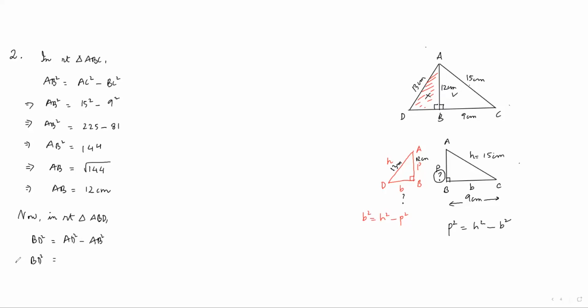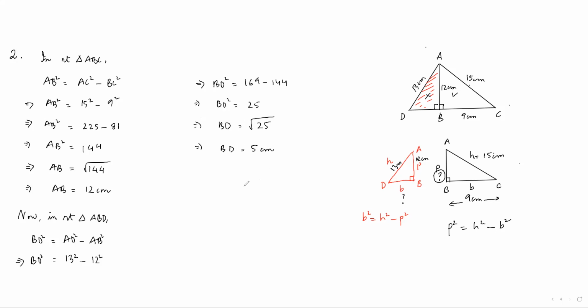AB is the hypotenuse, 13 square, minus AD square, 12 square. BD square equals 169 minus 144. BD square equals 25. BD equals root over 25. BD equals 5 centimeters.